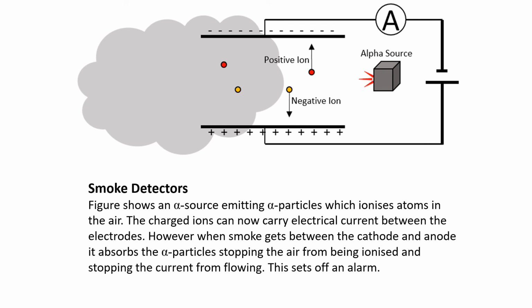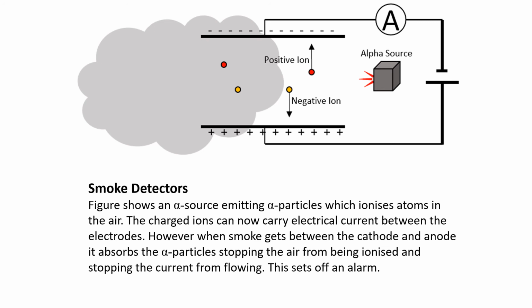Finally, let's look at a smoke detector. So figure E shows an alpha source emitting alpha particles, which ionizes atoms in the air. The charged ions can now carry electrical current between the electrodes. However, if smoke gets between the cathode and anode, it absorbs the alpha particles, stopping the air from being ionized, and therefore stopping the current from flowing. This sets off an alarm.